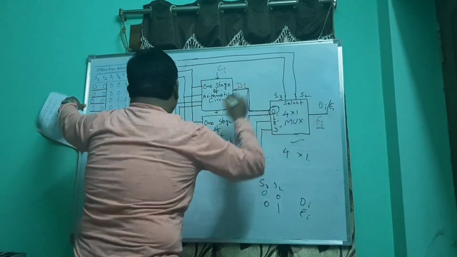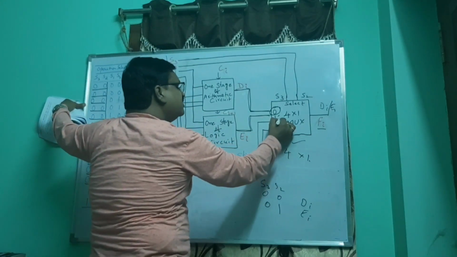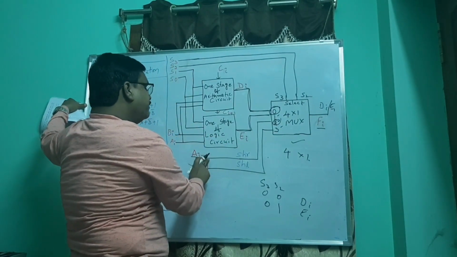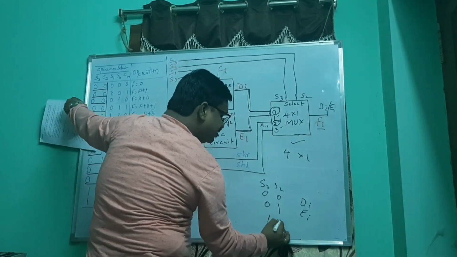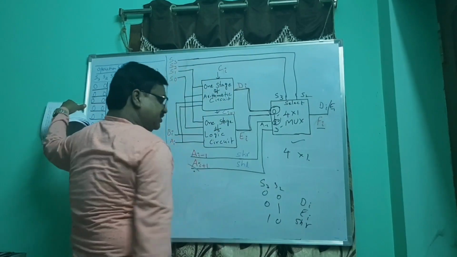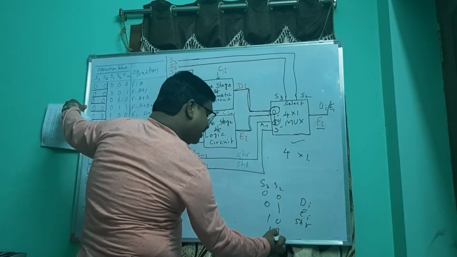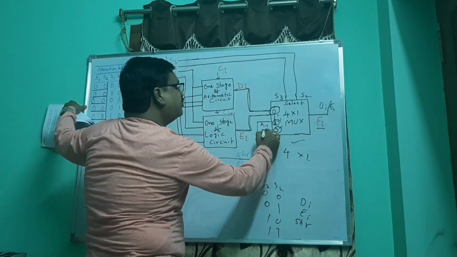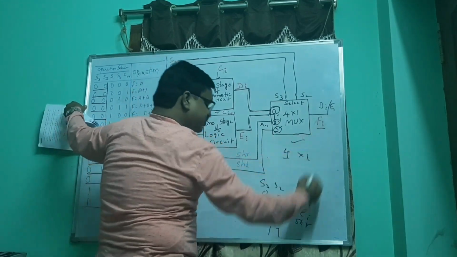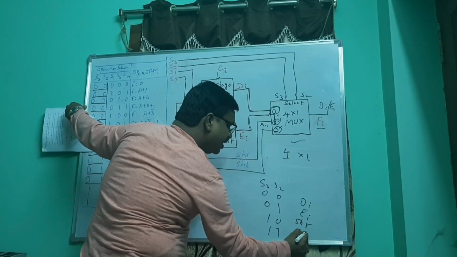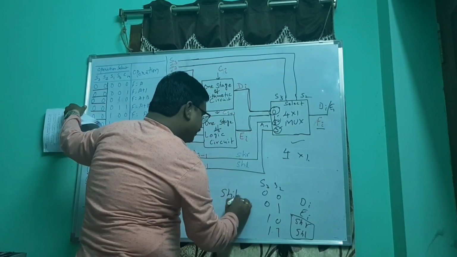Now, if S3 and S2 are 1, 0, the third one will be the output, that is Ai minus 1 is given as the input here, which is meant for the shift right operation. And when you give S3 and S2 as 1, 1, out of the 4 inputs the fourth one will be activated. That is transfer, shift left. So these two operations are meant for your shift micro-operations.